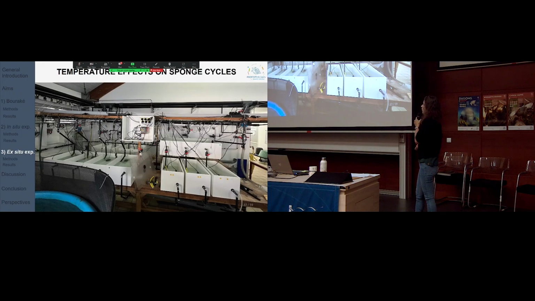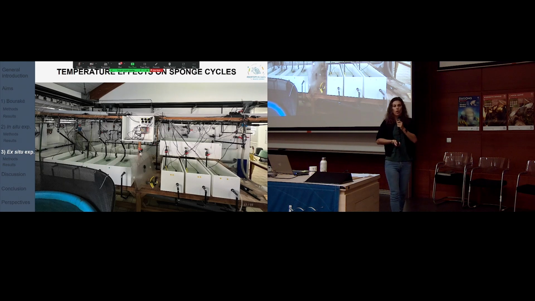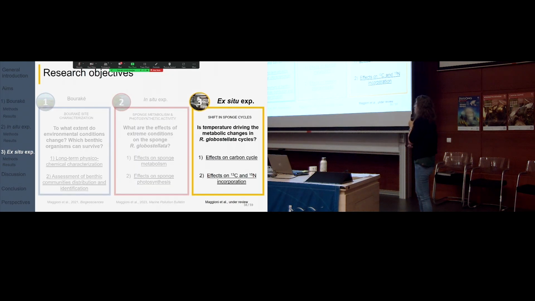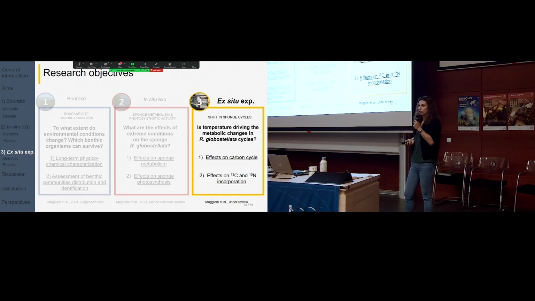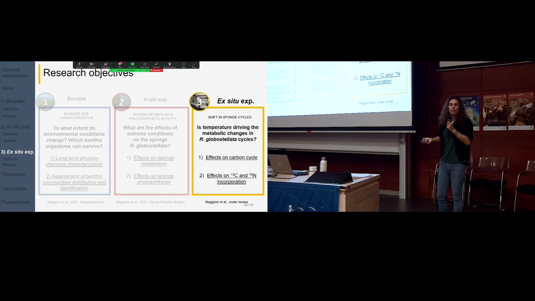Then, to understand if temperature is the main driver in the sponge loop disruption, I performed an aquarium experiment. Here, the aim was to understand if temperature alone is the main driver in the sponge carbon and nitrogen cycle change, and also in their incorporation in sponges. So here I used sponges from Boracay and sponges from a control site that I finally found at the end of 2021.